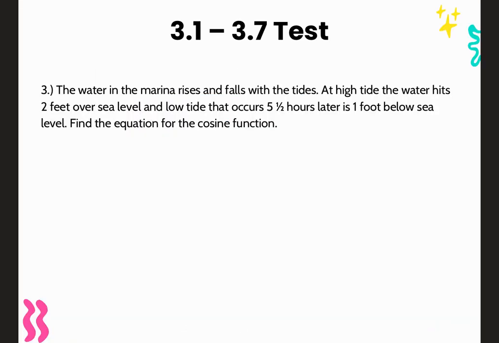All right, number 3 says the water in the marina rises and falls with the tides. At high tide, the water hits 2 feet over sea level, and low tide that occurs 5.5 hours later is 1 foot below sea level. Find the equation for the cosine function.